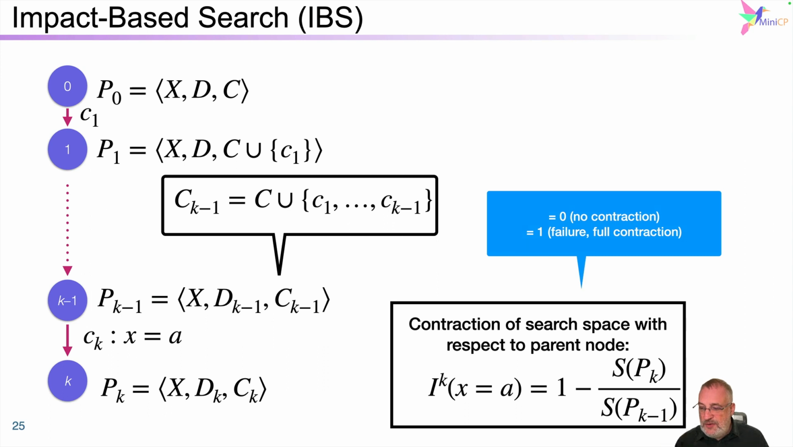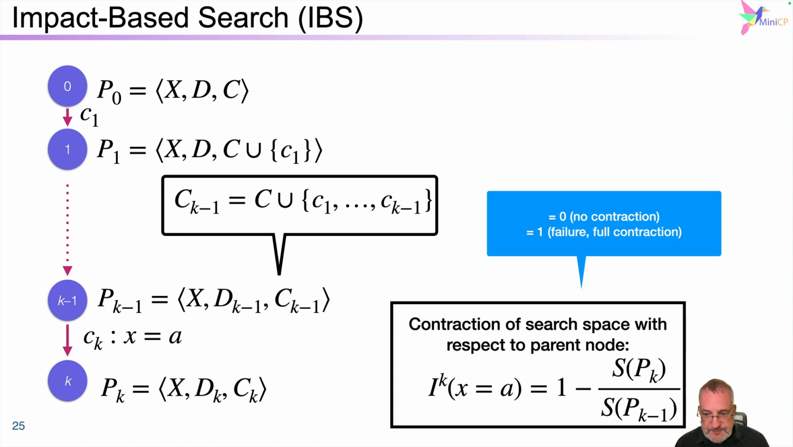Now, what we can do is take the complement of that, 1 minus the ratio, and we therefore get this formula. The 1 minus the ratio at 0 will mean no contraction, and at 1 it will mean we had a failure, and therefore we had full contraction. The search space vanished, right? The ratio was 0, 1 minus 0 is 1, we had a failure. So that's what we're going to call the impact of the assignment x equal a at depth k for that specific problem, right? So impact between 0 and 1. 0, no contraction, 1, full contraction. Right? So that's the basic idea.